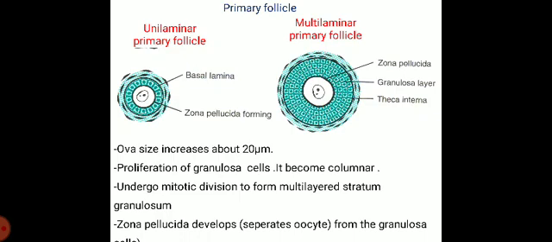Zona pellucida, a homogeneous membrane which consists of glycoprotein, is present between the granulosa cell and the oocyte. The appearance of zona pellucida in the follicle is referred to as the multilaminar primary follicle.